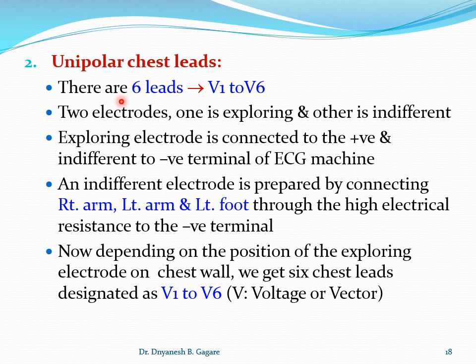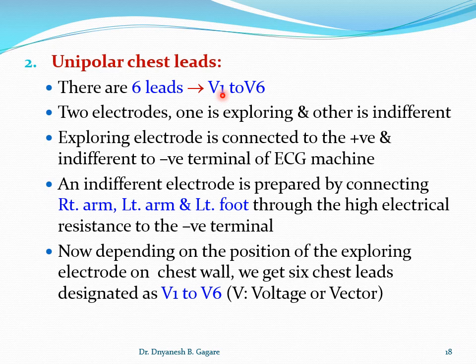Okay, now students, here under the chest leads, it is called the unipolar chest leads. Why is it called unipolar? Because in this group we are using one exploring electrode and the other is an indifferent electrode. Where we keep the exploring electrode on the chest, we get the 6 combinations, that is, lead V1 to lead V6.